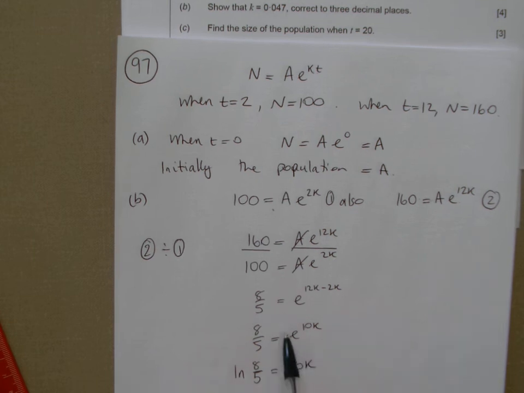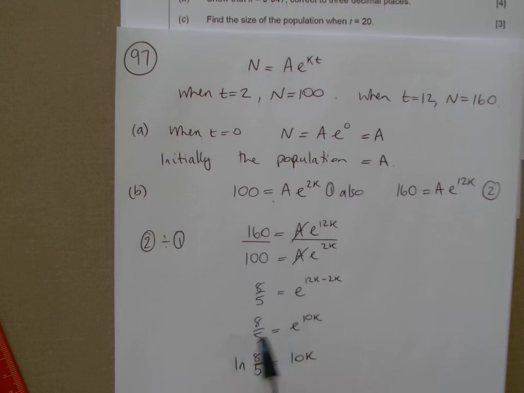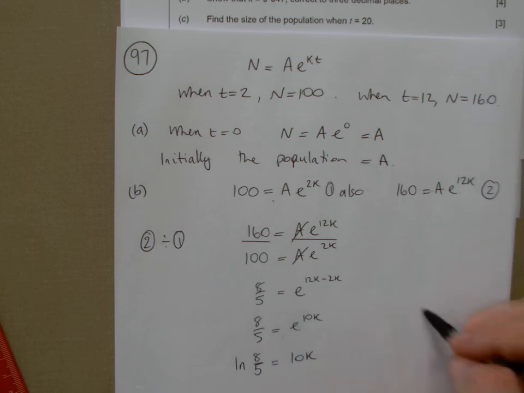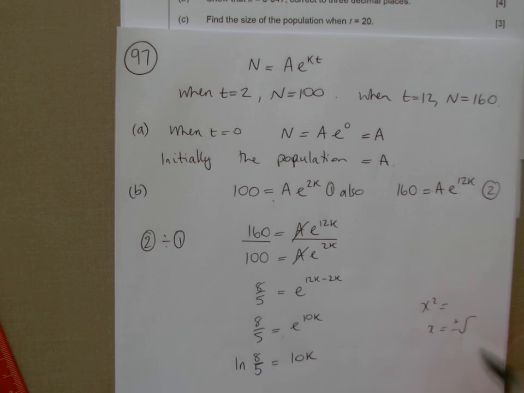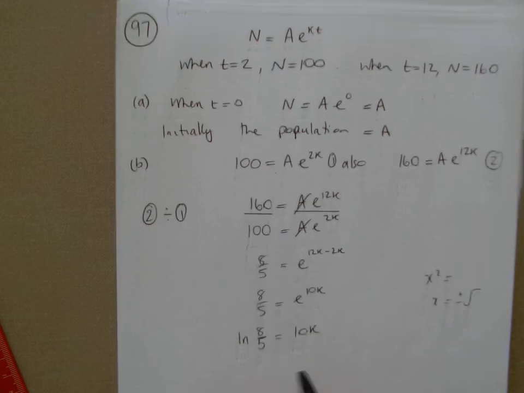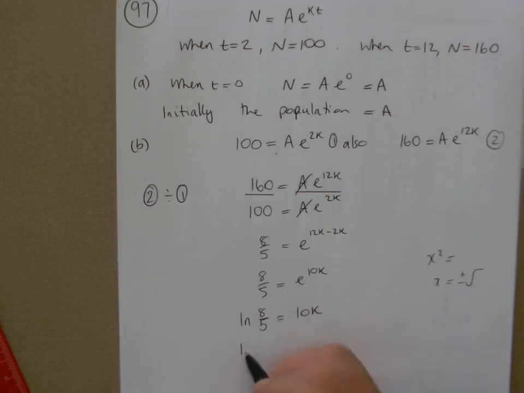What I like to do is think: take the e over the other side, and it becomes ln. Just keep it simple like that. The opposite of e is ln, because when we take things over the other side, we always do the opposite, don't we? If I was squaring this side, if I had x squared equals something, when I take it over, I'd be square rooting, with plus or minus as well, but you get the idea. You do the opposite. So take the e over as ln, and then to get k, you just divide by 10. So ln of 8/5 divided by 10 will equal k.